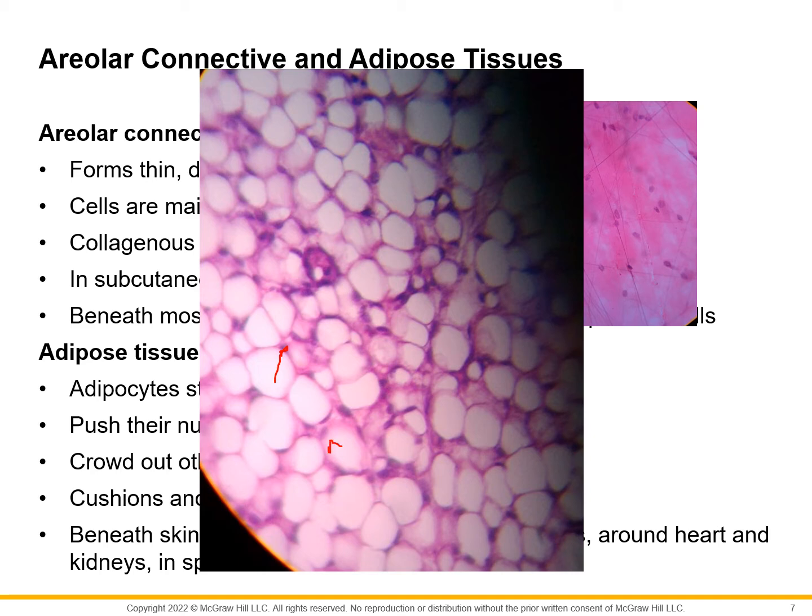Again, if you're going through the book-wise way of naming these cells, that's what you look at. All of this, these are just big hollow spaces. It looks like it's hollow, but it's not, because it's filled with adipose or triglycerides. Anyway.